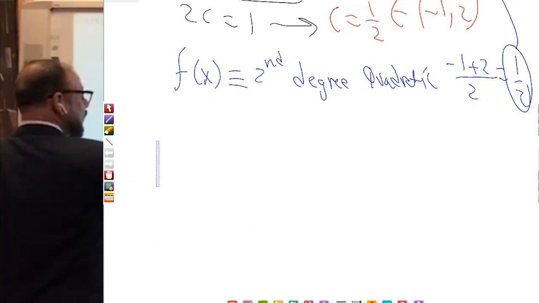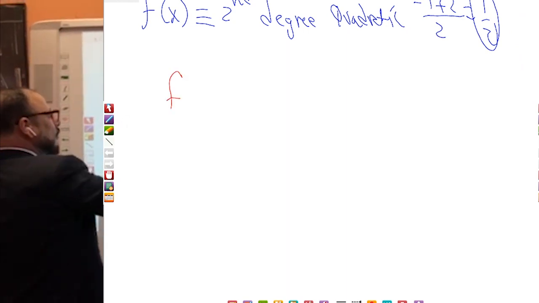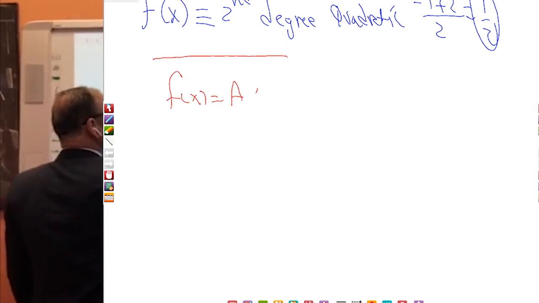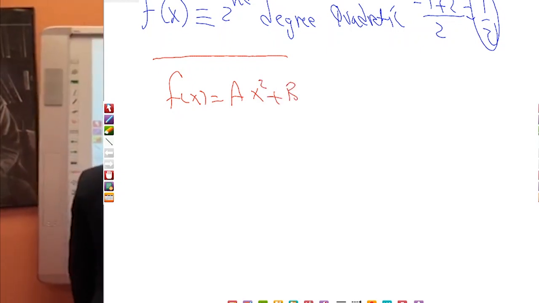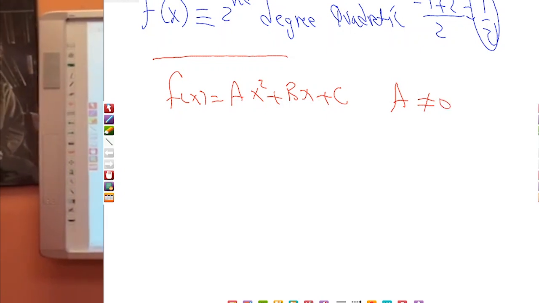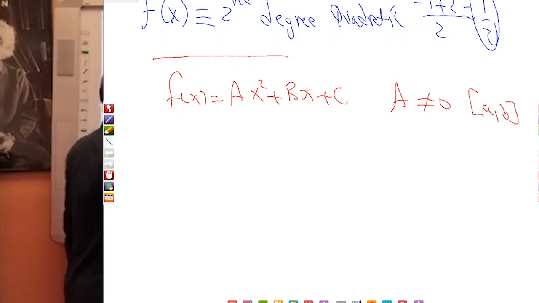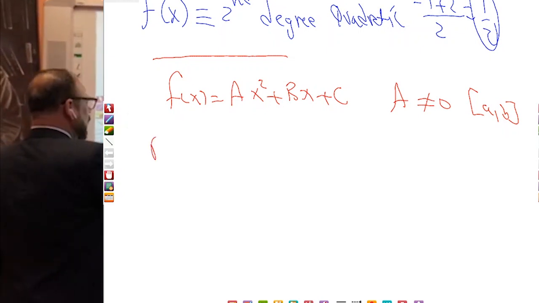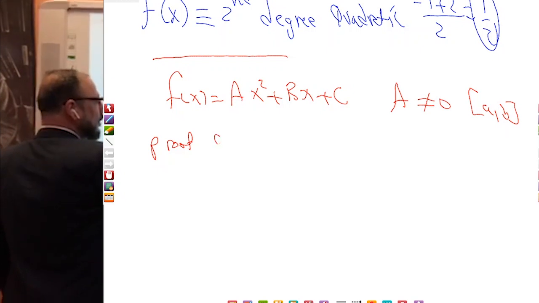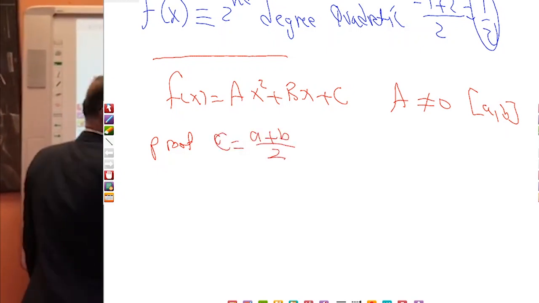Then, I'm going to finish on this board because I need more space. Then f(x) = ax² + bx + c, a cannot be zero, and my interval is [a, b]. Good? What I want is a proof: c equals what? (a + b)/2, okay?